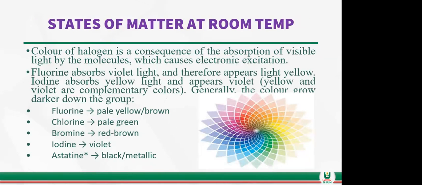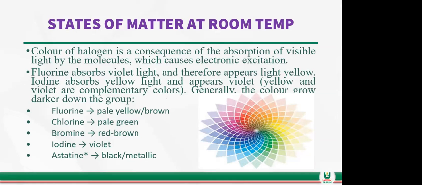The color of halogens is a consequence of the absorption of visible light by the molecule, which causes electronic excitation. When you promote an electron from a lower state to a higher state, you are exciting that electron. The excitation of that electron requires energy before it has enough strength to move from a lower level to a higher level. Therefore, the energy is quantized in such movement, and this is what leads to the phenomenon we call absorption.